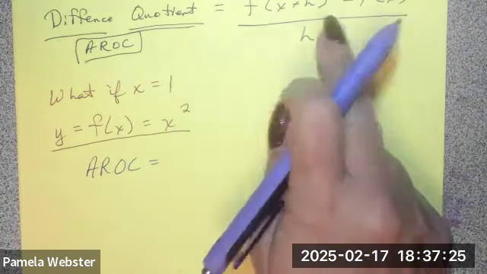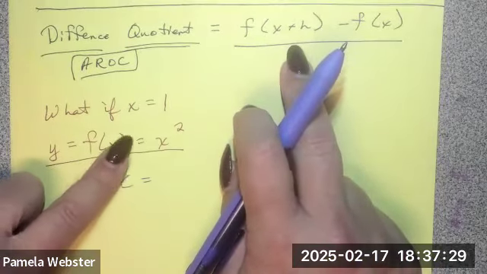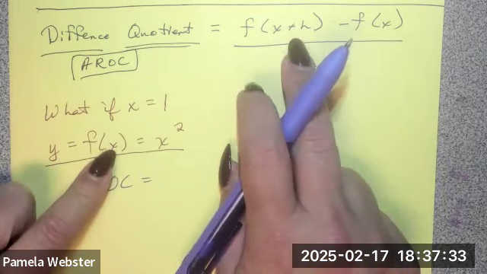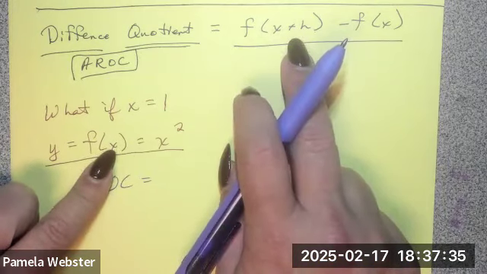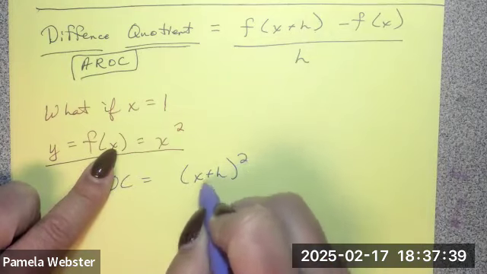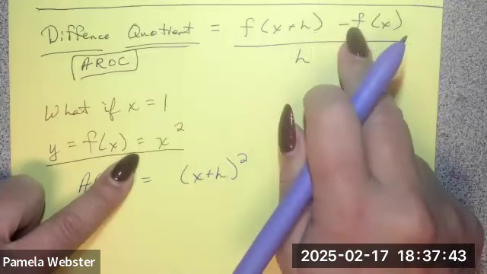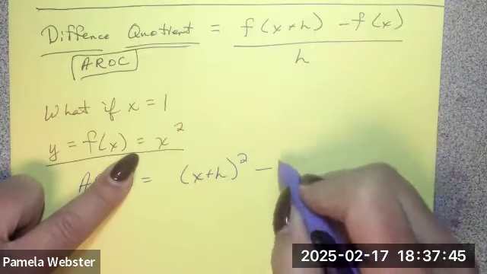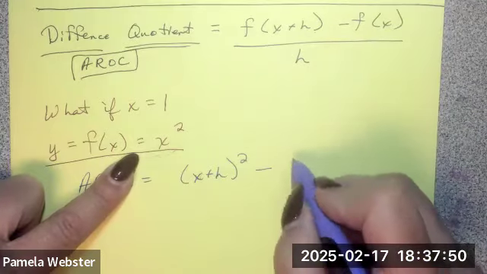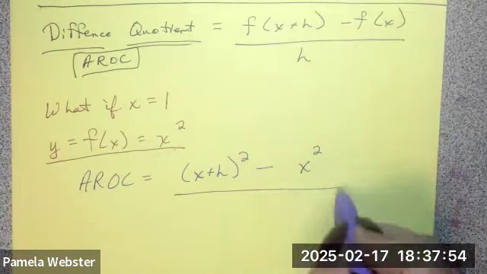Okay, the functional value of x plus h. Okay, well, what does that tell me? Whenever I see this as my f of x, instead of writing x, I'm going to plug in x plus h. So it's x plus h squared, and we'll come back and deal with that in a little bit. Okay, minus, because there's a minus in the formula, f of x, which is the original function, which is just x squared. Okay, all over the h.